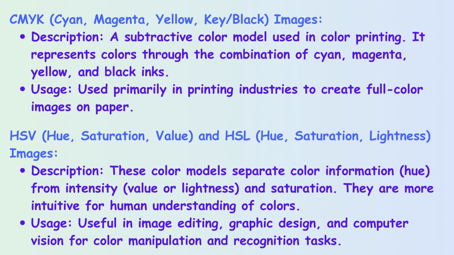HSV (hue, saturation, value) and HSL (hue, saturation, lightness) images. Description: These color models separate color information (hue) from intensity (value or lightness) and saturation. They are more intuitive for human understanding of colors. Usage: Useful in image editing, graphic design, and computer vision for color manipulation and recognition tasks.